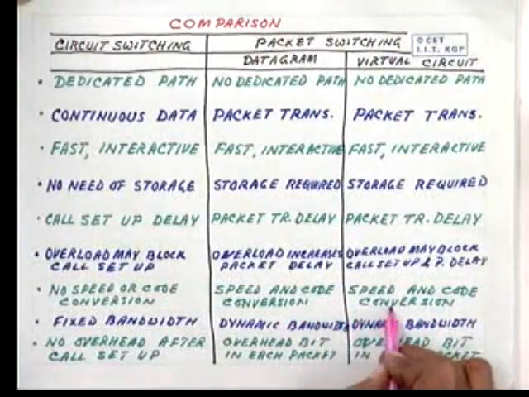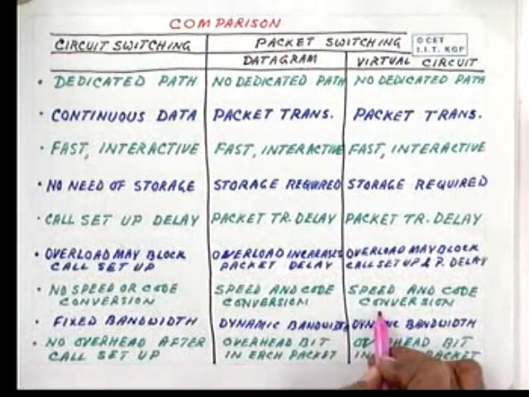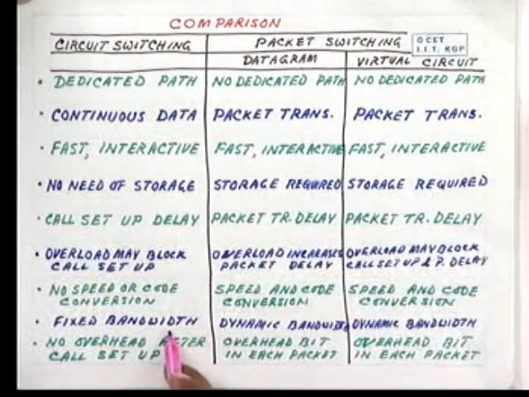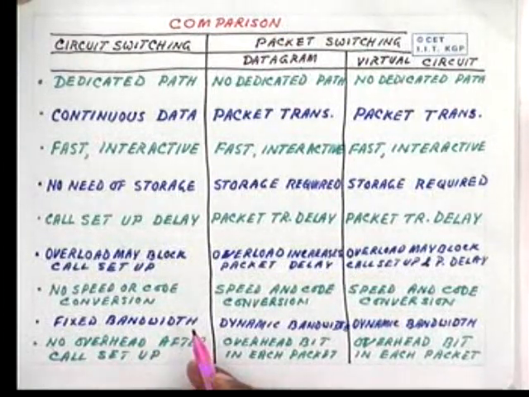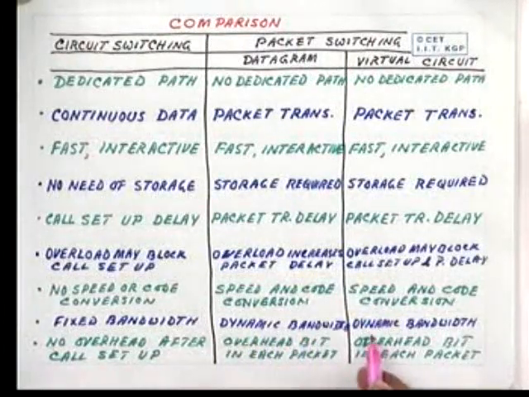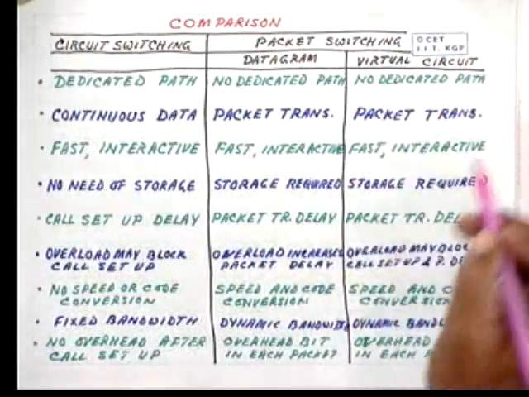So is true for virtual circuit type packet switching. So speed and code conversion may be used in packet switching. And circuit switching gives you fixed bandwidth from source to destination. On the other hand, the bandwidth can be dynamically changed in packet switching, both datagram type and virtual circuit type, depending on the link you are using.